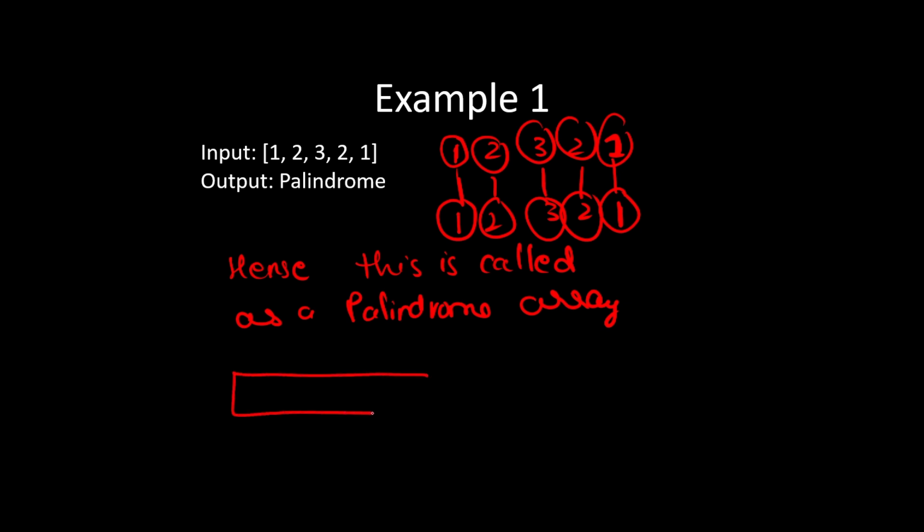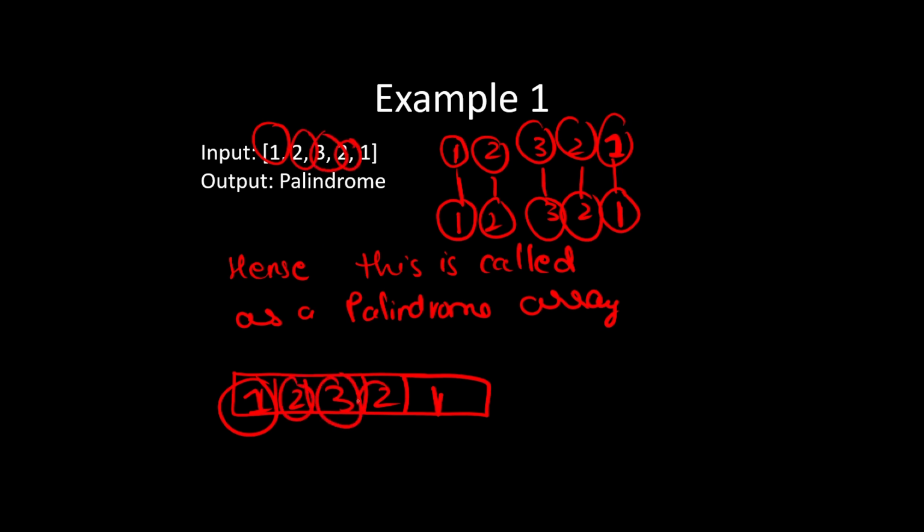So the naive or basic approach that a person can use is that you just need to create another array where you can store the reverse of this array, 1, 2, 3, 2, 1, and then you can check at each index whether these numbers are the same or not. If all of these match, then you can print palindrome, or if they do not match, then you can print not palindrome.